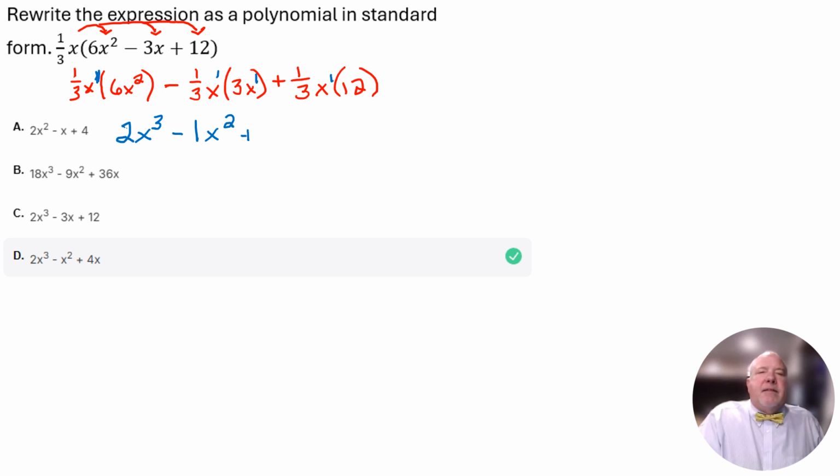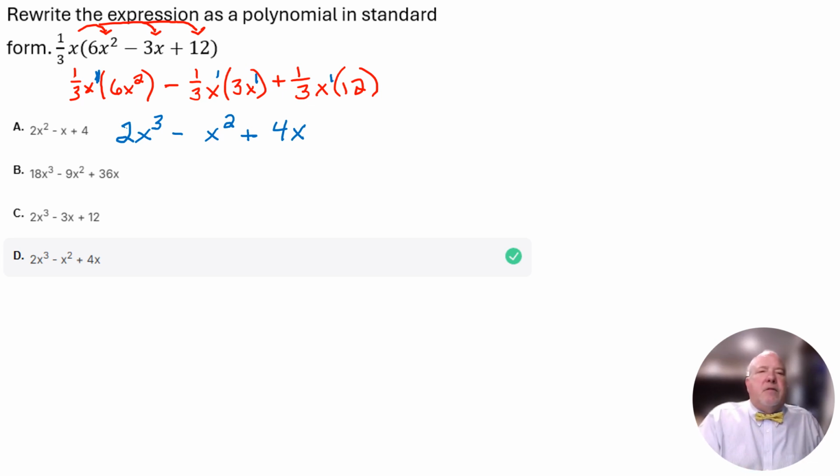And then I have a plus sign. And then 1/3 x times 12. So 1/3 times 12 is 4. And then I just have the x there. And if you get rid of the 1, then you'll see it matches one of the answers here. So I get rid of that 1.